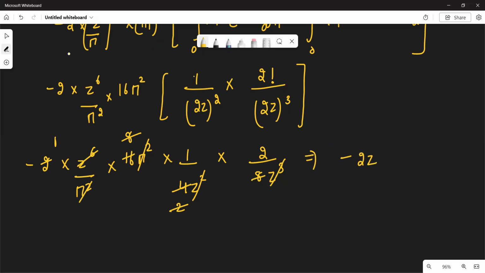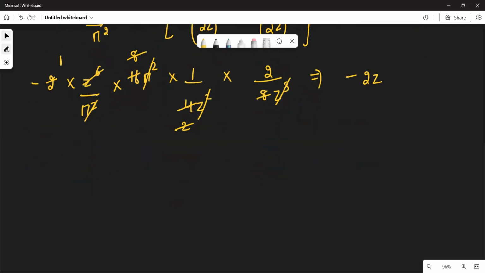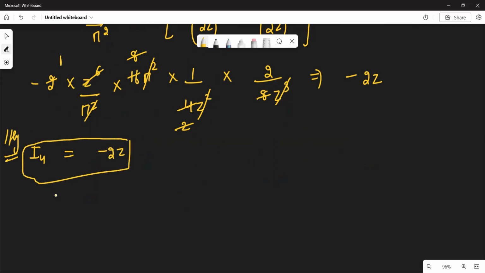Yes, so we are getting minus 2z for the third integral. Similarly, the fourth integral will also give us the same result, so no need to solve the fourth integral. We will write that I4, that means the fourth integral, also equals minus 2z. Okay, now the last integral is left, I5.